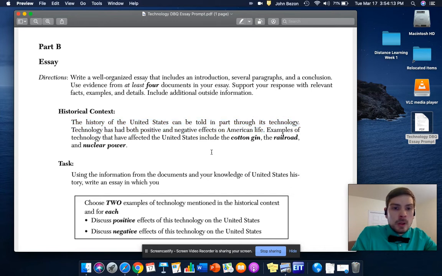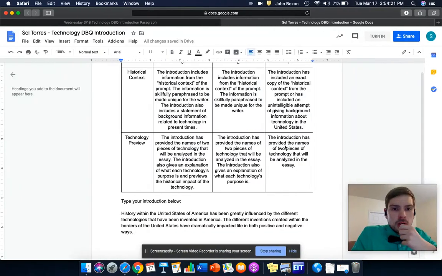Right. Now you got to give your examples. Examples of technology that have affected the United States include the cotton gin, the railroad, and nuclear power. But I don't want to get to that yet, because if you look here, all I have done is included information from the historical context, and I've skillfully paraphrased it to make it unique for me. I have not included a statement of background information related to technology in present times.